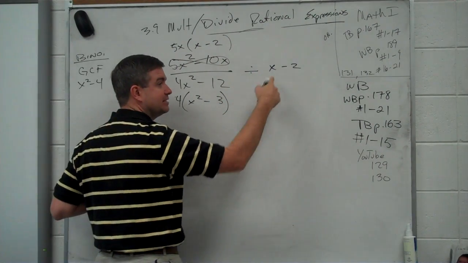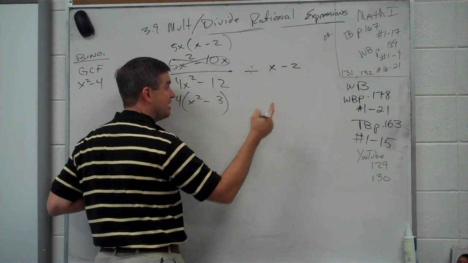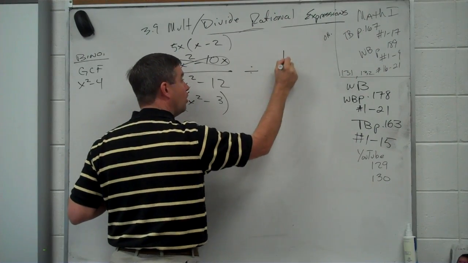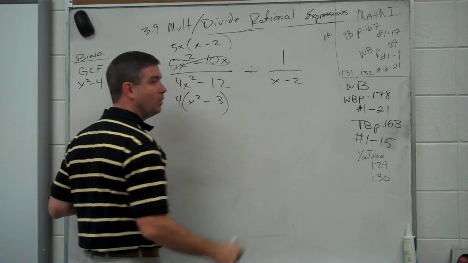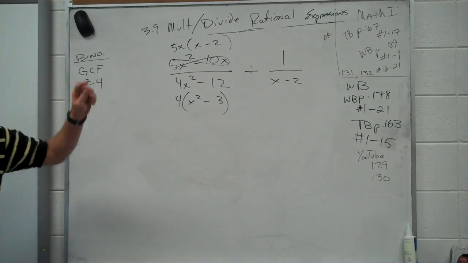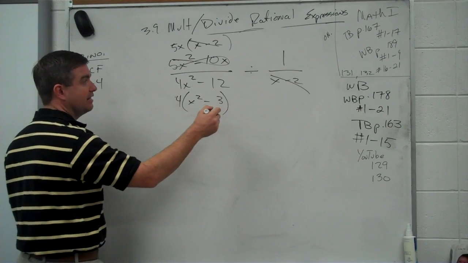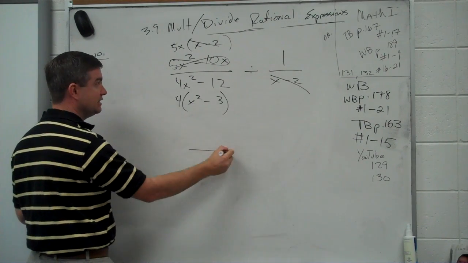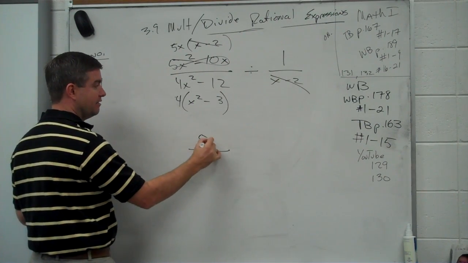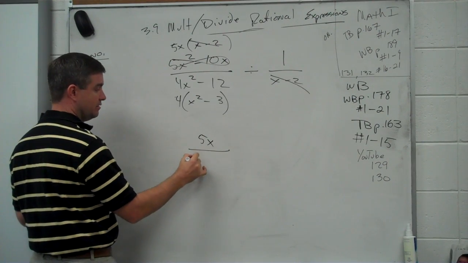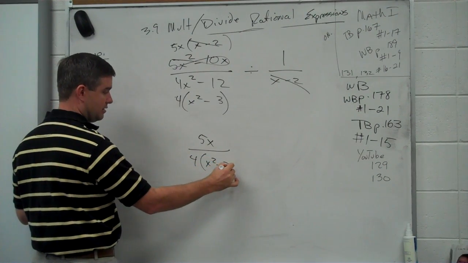Over here, what does this become? Can't factor it. 1 over x minus 2. Why does it become 1 over? Because you had to flip it. Does anything cancel? X minus 2 and x minus 2. Anything else? No, that's it. So what do I get on the top? 5x. And what do I get on the bottom? 4 times x squared minus 3.